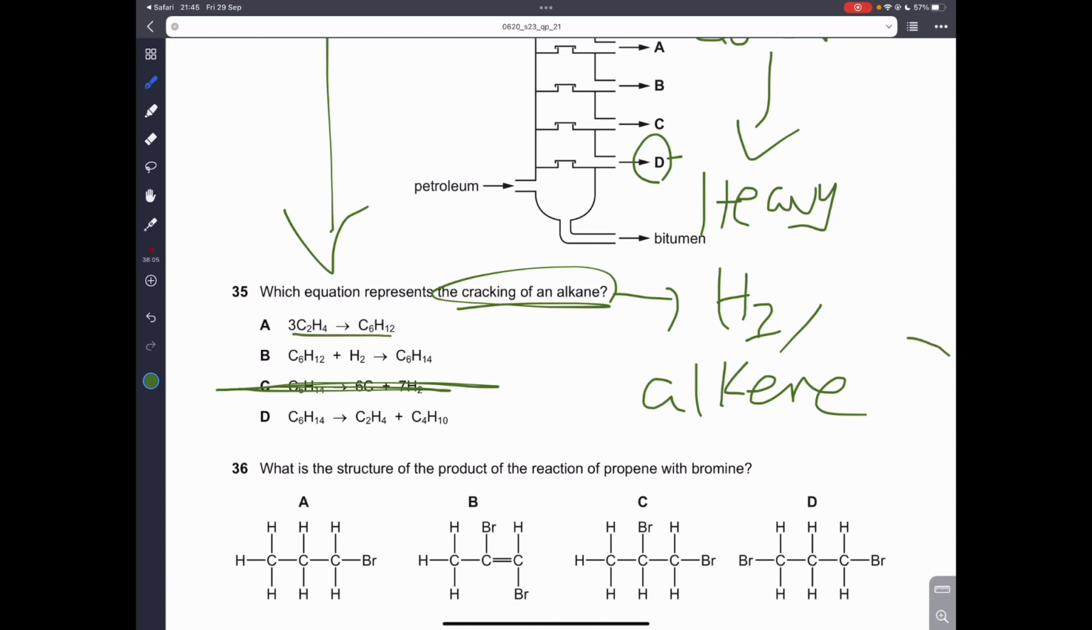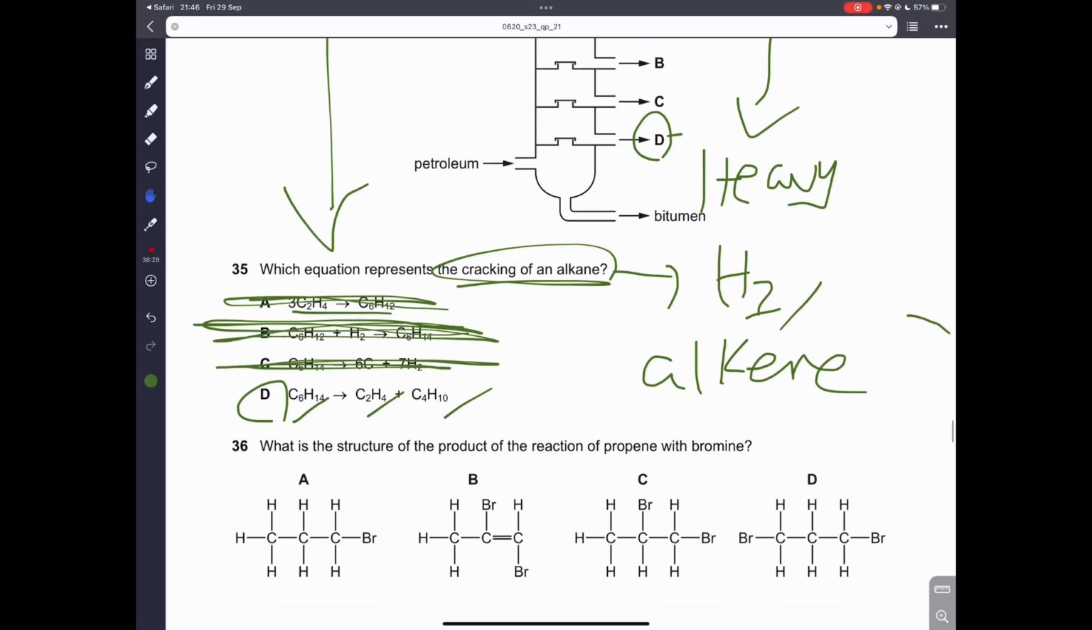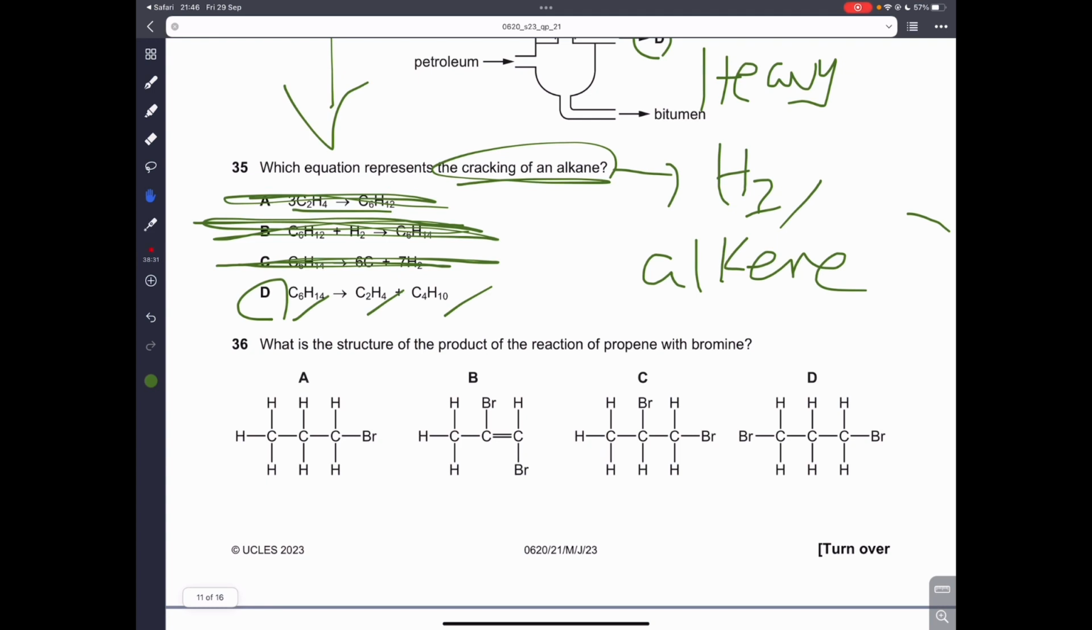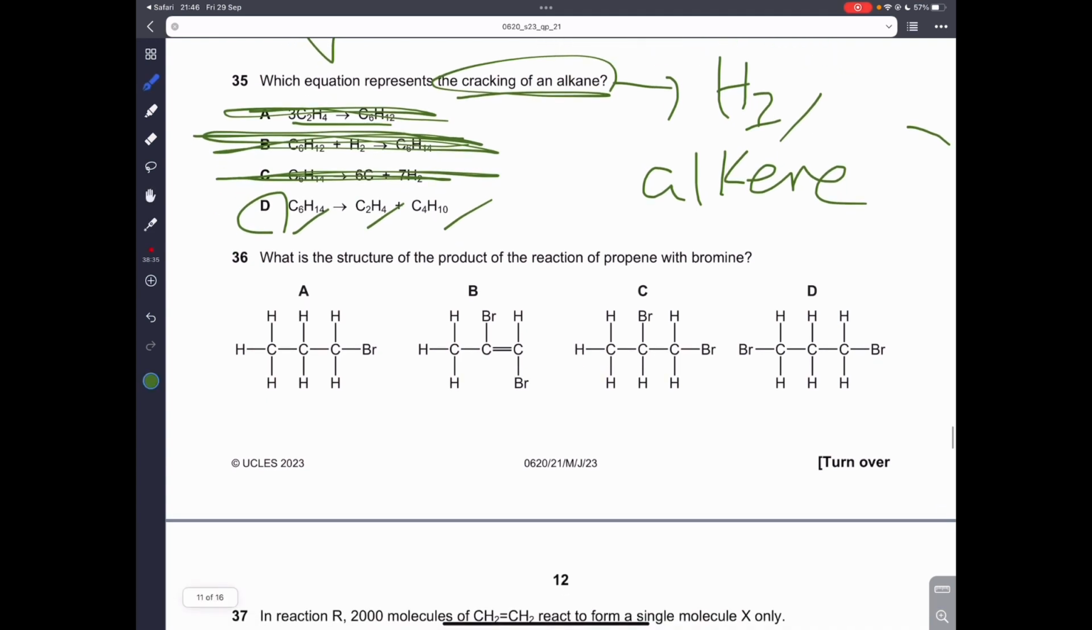Let's look at A. A is not a cracking. It is basically the same thing, so we can cross A out. For B, we cannot add hydrogen to the alkane. This is definitely useless. It's not possible. So the only cracking reaction is going to be D. So we can just add the carbon atoms together on the left hand side and the right hand side. There are 6 carbon atoms on the left hand side, so it should add up to the same 6 carbon atoms on the right hand side.